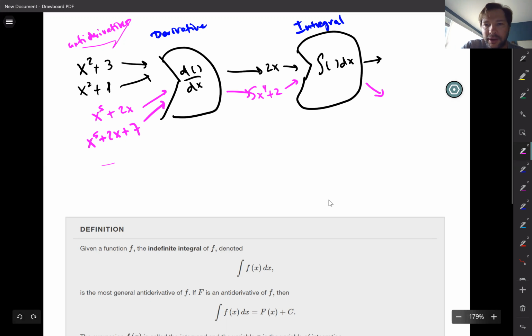We said in the last video that those things would be x squared plus the constant of integration c. So this is what's known as the indefinite integral of the function 2x. Then if we look at these functions in pink, we have x to the fifth plus 2x and x to the fifth plus 2x plus 7. If you take the derivative of either one, you get 5x to the fourth plus 2. So we can take the integral and get x to the fifth plus 2x plus c, the constant of integration.